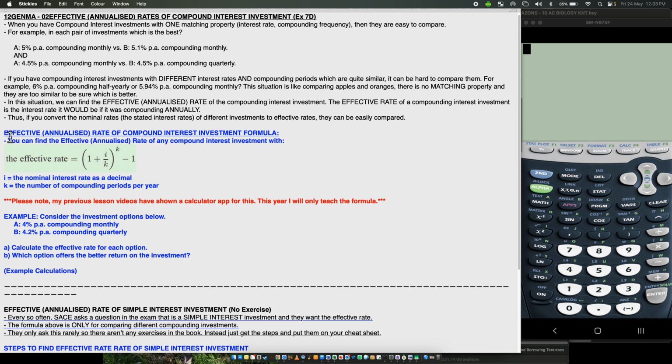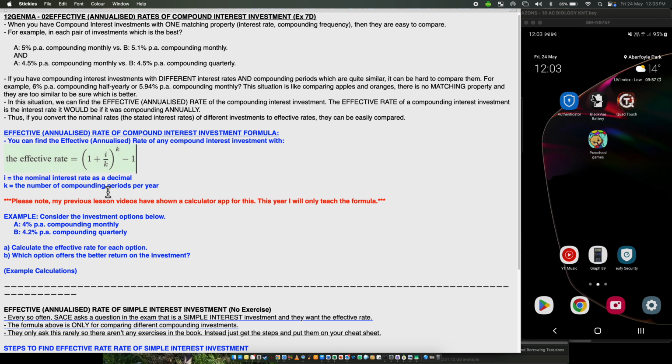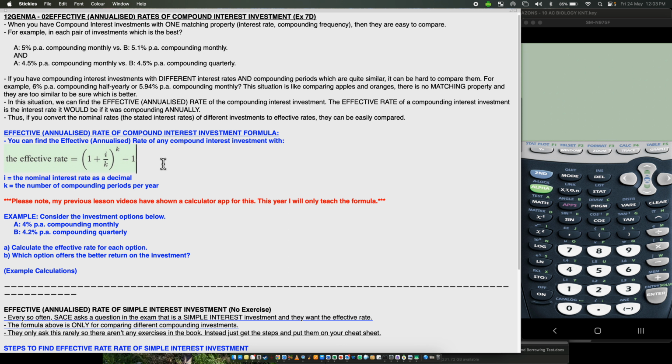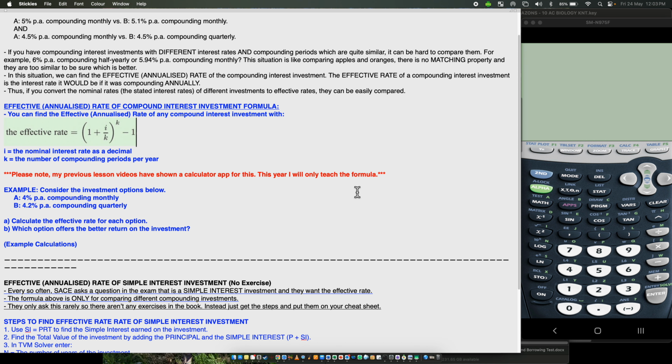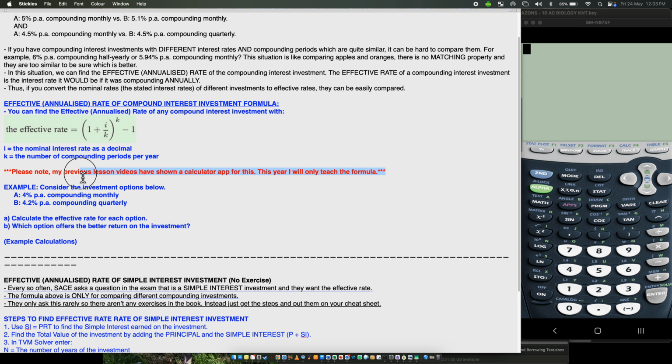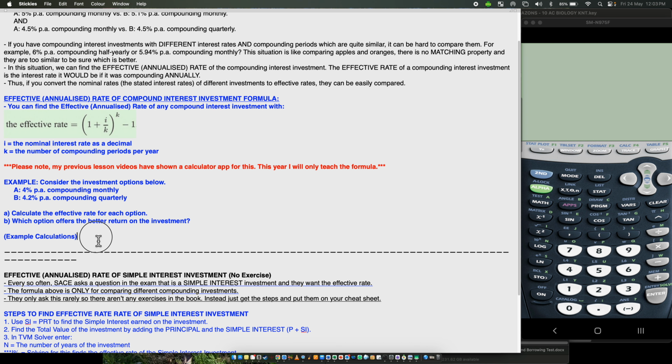This year, I'm not going to show you the calculator method. If you're interested in using the calculator method, I can show you after. I'll just give you the formula. So this formula can go on your cheat sheet for the effective annualized rate of compound interest investments. I is the nominal interest rate as a decimal. K is the number of compounding periods. Like I said in this red here, I'm only going to teach the formula this year. Then we'll do an example.